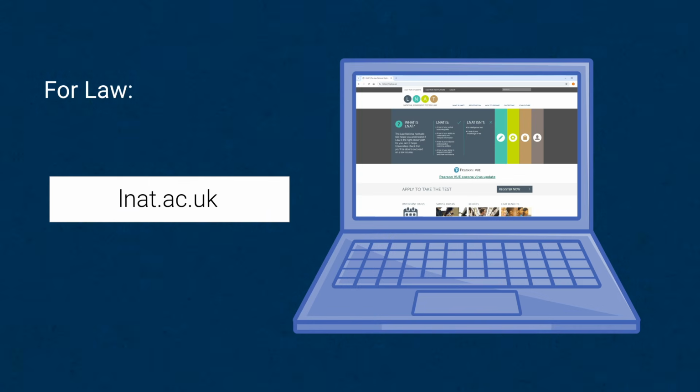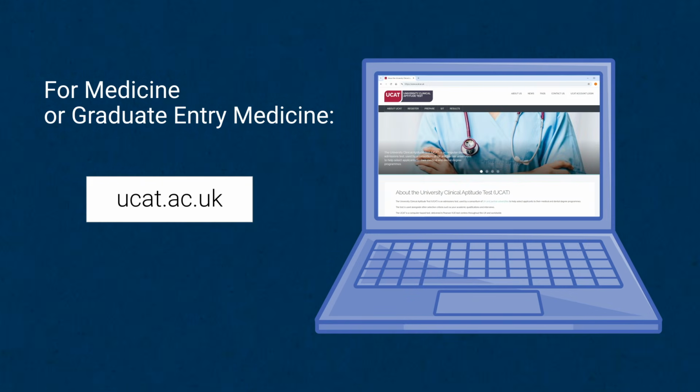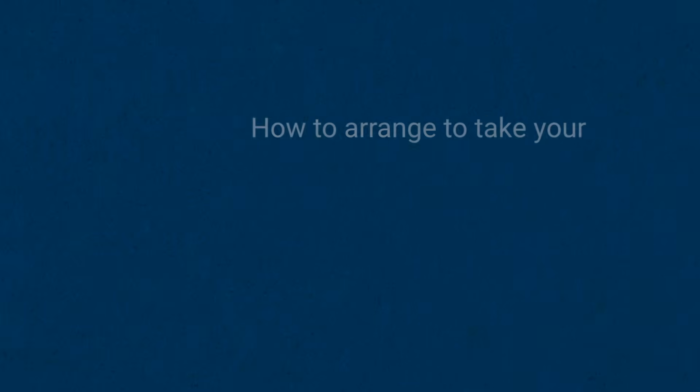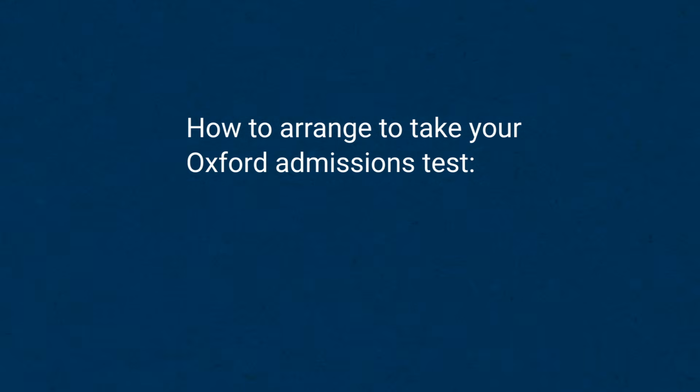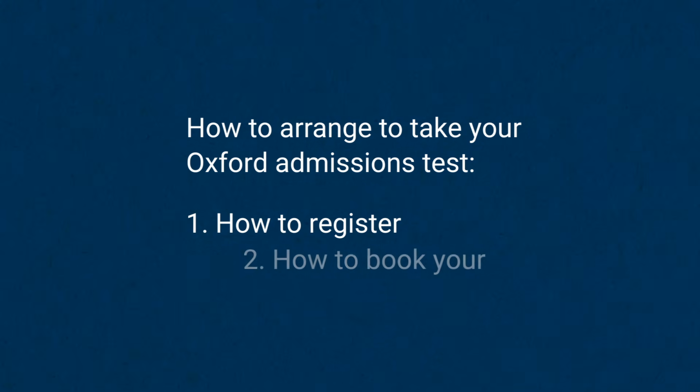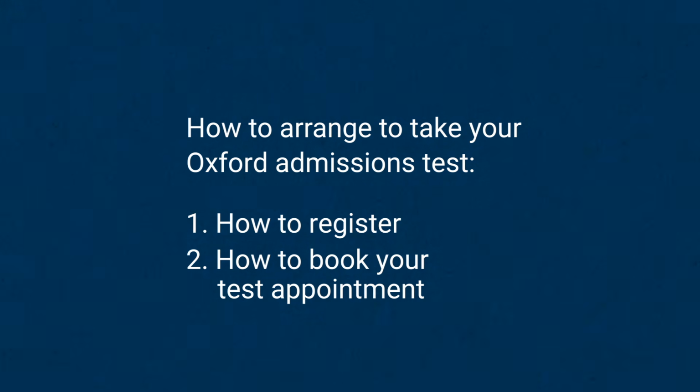If you're applying for law, go to the LNAT website. If you're applying for medicine or graduate entry medicine, go to the UCAT website. In this video, we will explain how you arrange to take your Oxford admissions test. First, how to register, and then how to book your test appointment.